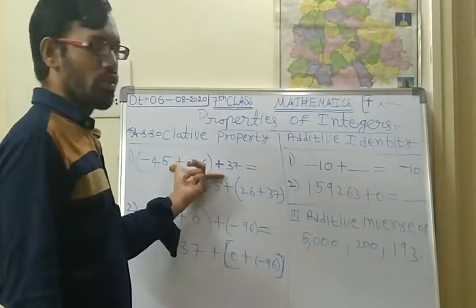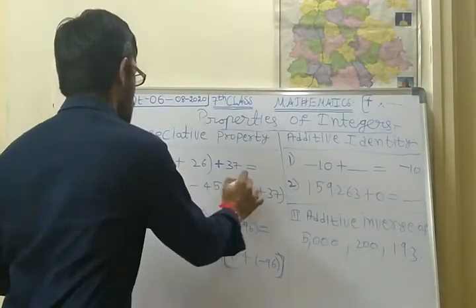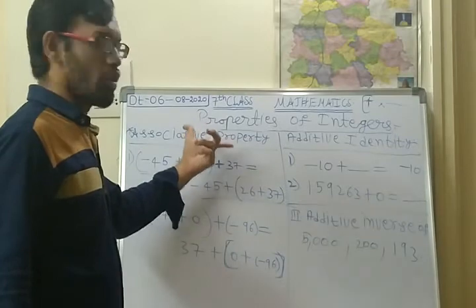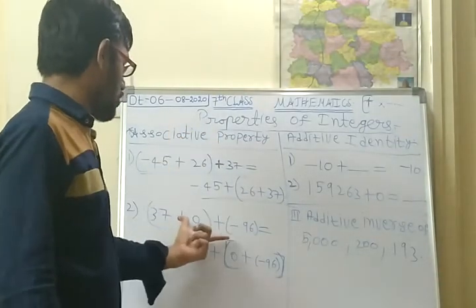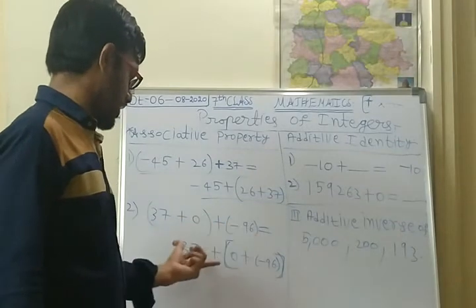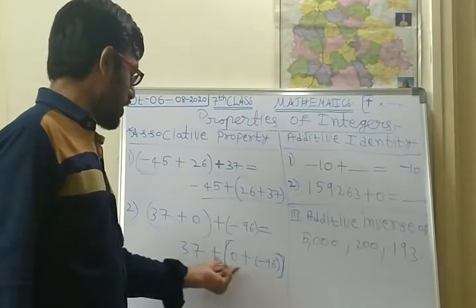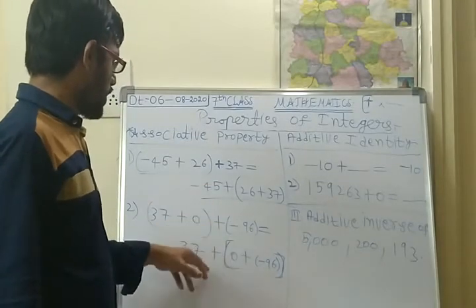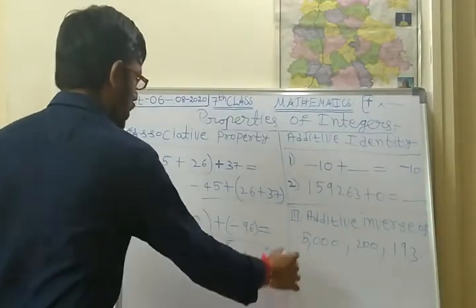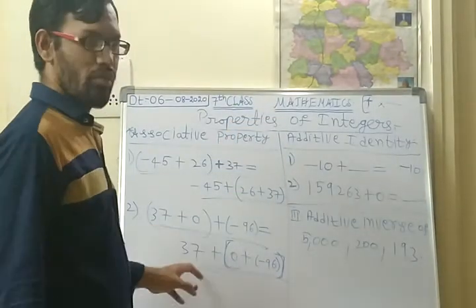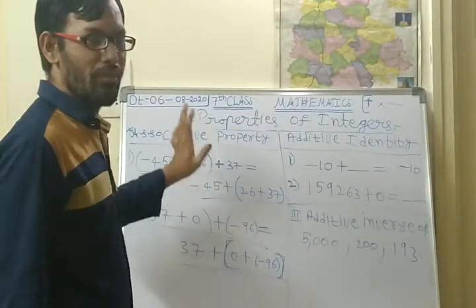Write down this associative property. You solve these two conditions, the LHS part and the RHS part, and if they both are equal, the associative property is satisfied. Same here, 0 is there: 37 plus 0 plus of minus 96. Here also, solve these two parts, the LHS part and the RHS part. If both are equal, then the associative property is satisfied.